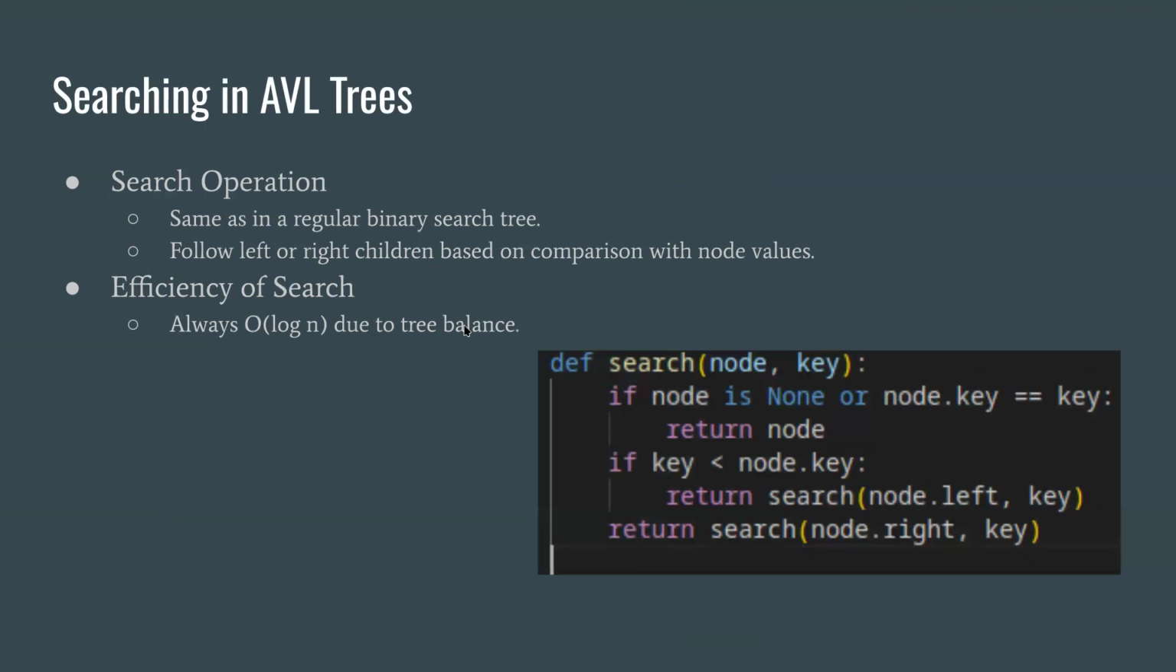Searching in AVL trees. Searching in an AVL tree is identical to searching in any binary search tree. You would begin at the root and traverse down the tree, choosing the left or right branch based on comparison with current node values. And unlike a regular binary search tree, thanks to the balancing of AVL trees, this search operation remains efficient. It will always operate in O(log n) time.